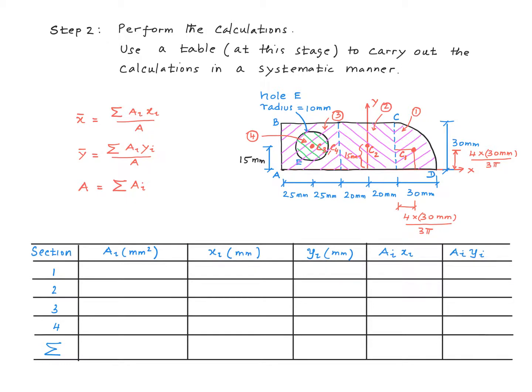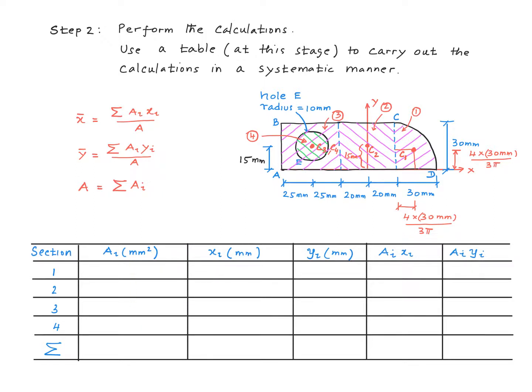The objective for this table is to find the numerators and the denominators in these equations, right? So we want to find the sum AiXi, the sum AiYi, and the sum Ai. We have four subsections here, and for each of these we'll find the Ai's and put them in this column, Xi and put them in this column, Yi and put them in this column, and then we'll multiply this column with this column and write down Ai times Xi for each of the sections in this column, and the product of Ai and Yi in this column.